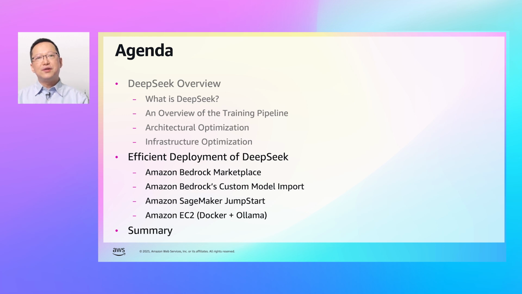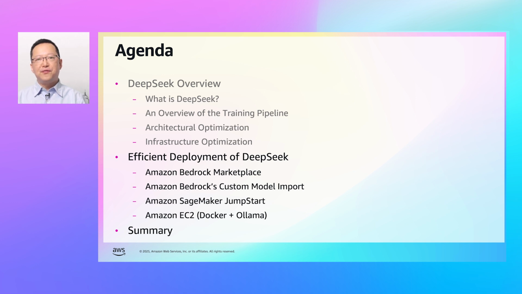And this is the agenda for this session. For those who haven't watched my previous video about DeepSeek architecture, as shown in the green text in the slide, I suggest you watch the previous session's recording to get the basic knowledge of this part. In this session, we will focus on how to efficiently deploy DeepSeek models on AWS.